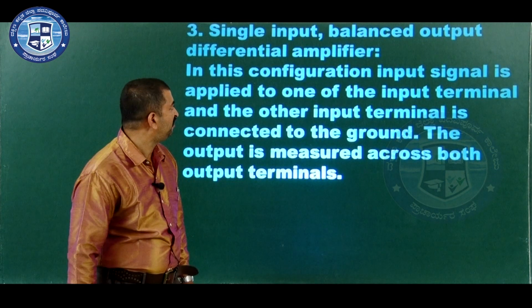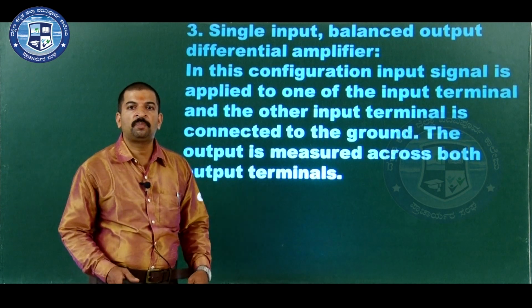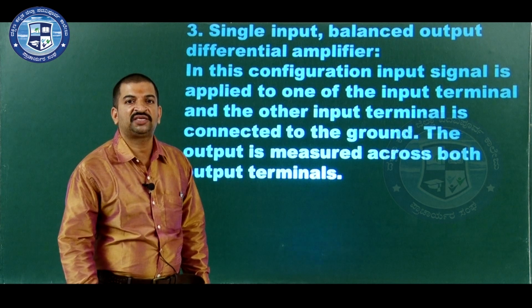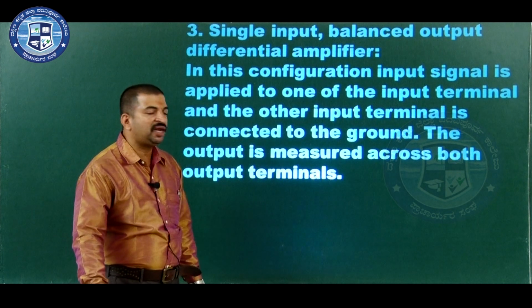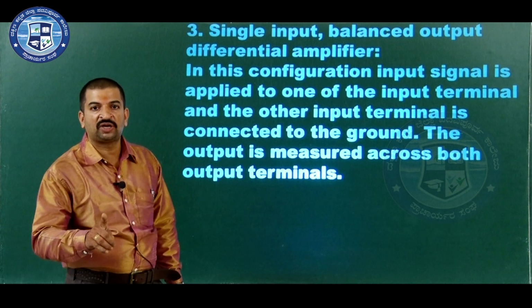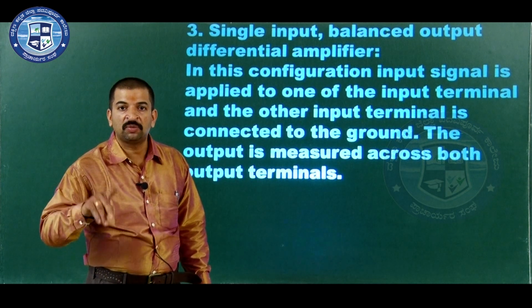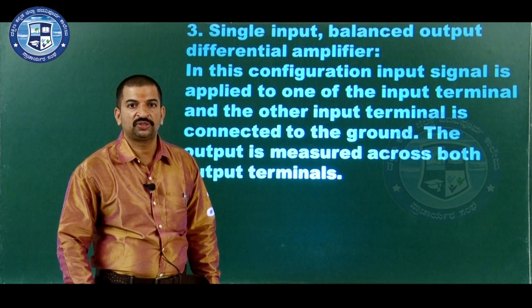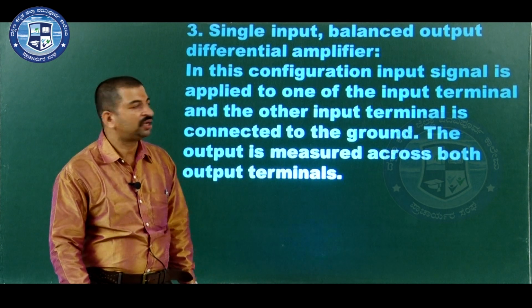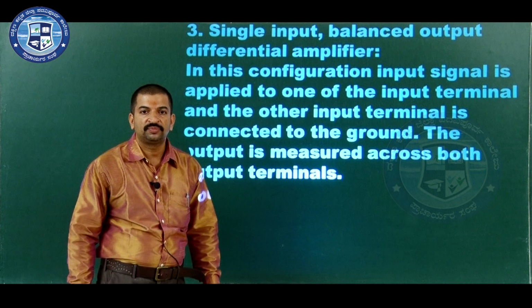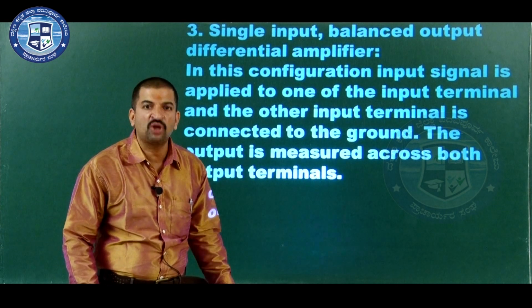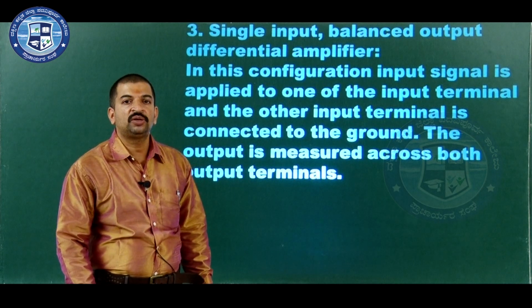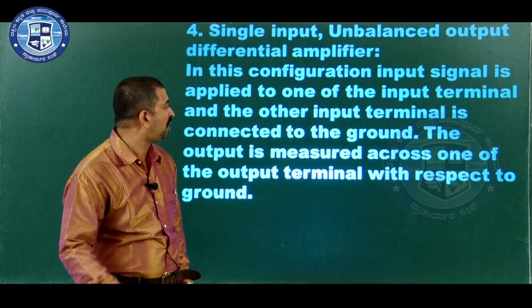The next configuration, single input balanced output differential amplifier. In this configuration, the input signal is applied to only one of the input terminals. The other input terminal is connected to the ground. So, the name single input balanced output. That means the output signal is measured across the collector terminals of both transistors.